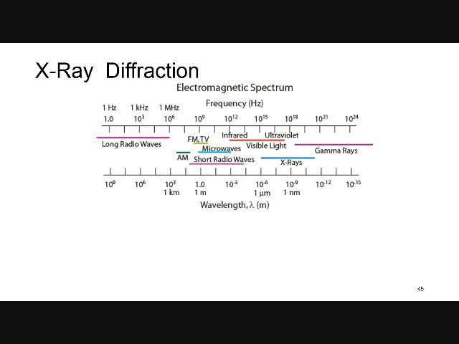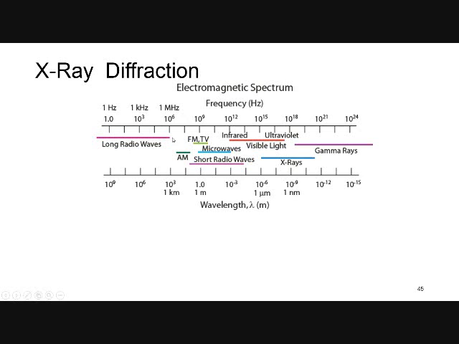This is the basis of X-ray diffraction. If you look at the electromagnetic spectrum of different types of waves, you can see that based on the frequency, we have different ranges, from very low frequency waves to very high frequency. The wavelength, which is the distance between corresponding points in each wave, starts from a very low value to a very high value, such as 1 meter for long radio waves.